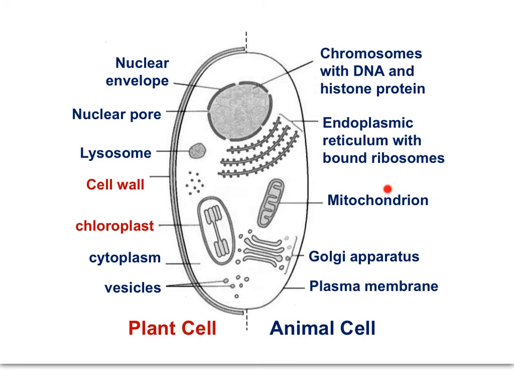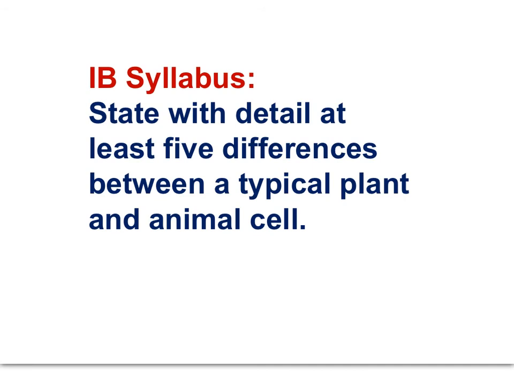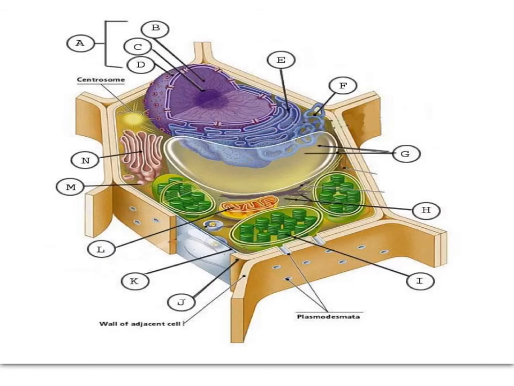on the right. In this image, the cell wall and the chloroplast are the only structures not common to both cell types. Here's the relevant IB syllabus statement. State with detail at least 5 differences between a typical plant and animal cell. You can review your understanding of plant cells with this slide.